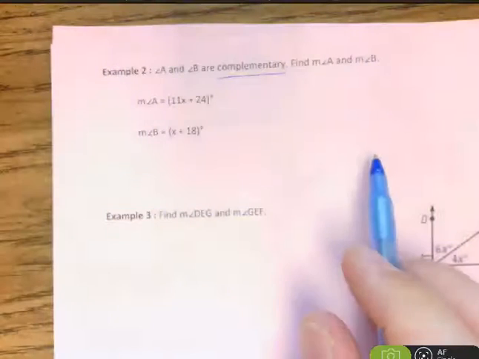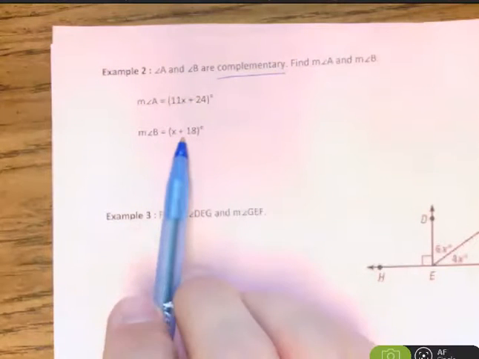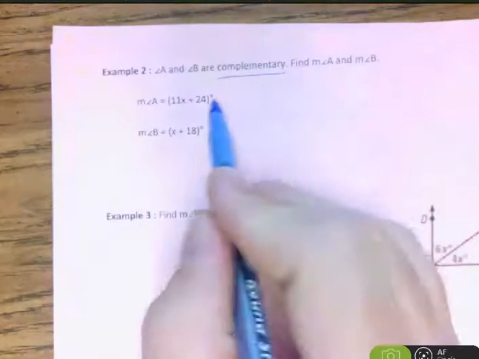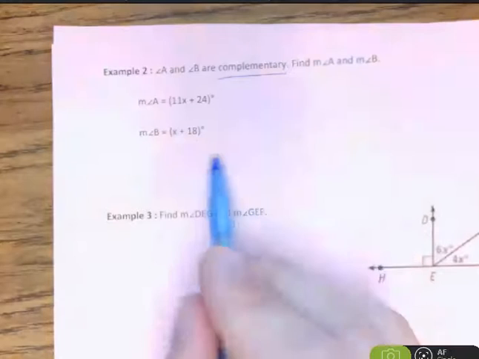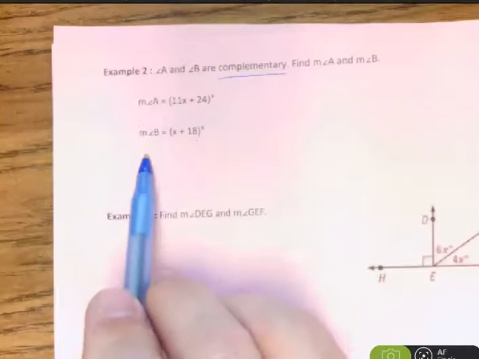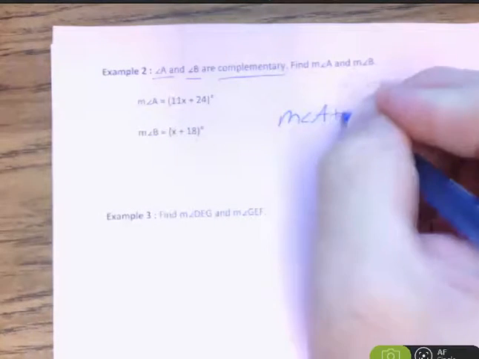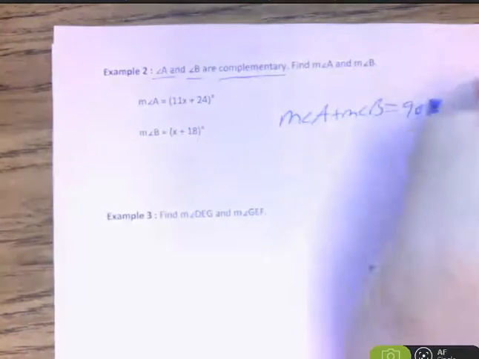Now there's no picture here, but the fact that they told me that this is complementary, I know instantly that these have to add up to 90. No, that doesn't mean this equals 90. And no, that doesn't mean this equals 90. That would basically mean that each of these are right angles, which they are not. That's not given. They're saying angle A and B are complementary, which means the measure of angle A plus the measure of angle B must equal 90 degrees.